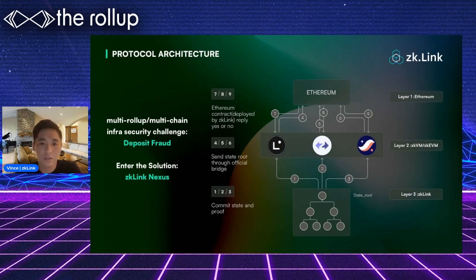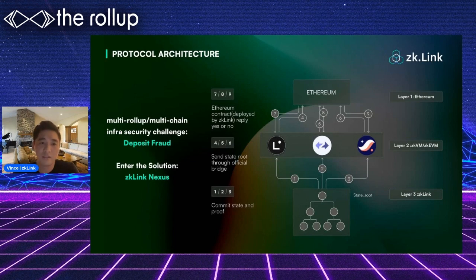On the bottom is the layer 3 platform of zkLink. And on the very top is the layer 1 of Ethereum. There is an Ethereum contract deployed by zkLink on layer 1. At the same time, the rollup service on the layer 3 platform commits states and zero-knowledge proofs to the layer 2s. Then the state proofs are sent to the Ethereum contract through the official bridge that these layer 2s deployed on Ethereum.